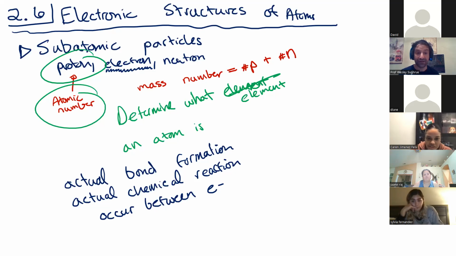And so therefore we need to talk about quantum chemistry, because quantum chemistry and quantum physics are the study of orbital shape and the behavior of the electrons. Okay.